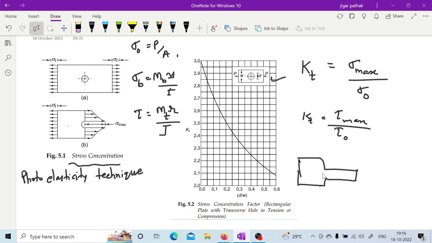What is sigma zero? Sigma max is the limiting value. Sigma max is the maximum stress which is measured with some experimental technique, right? And this sigma 0 is calculated with the elementary equation as we have discussed, right?